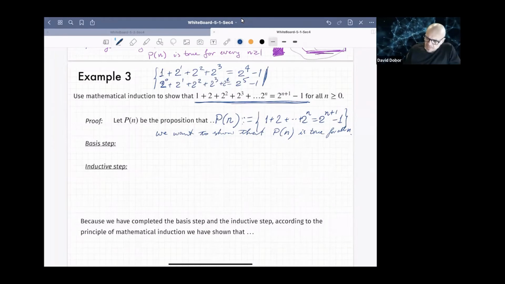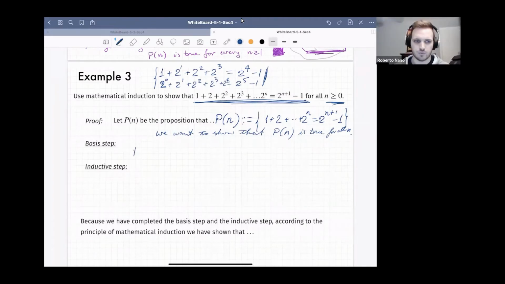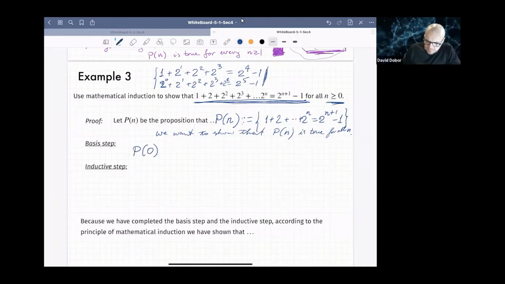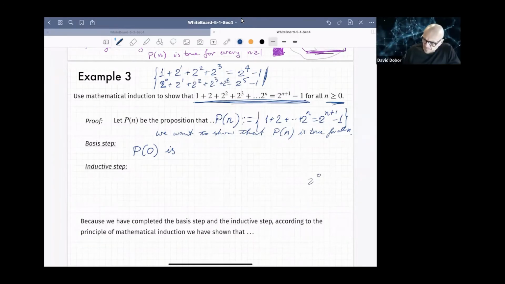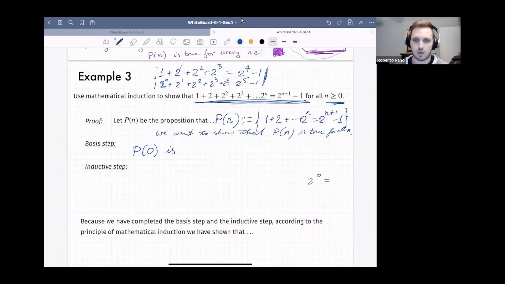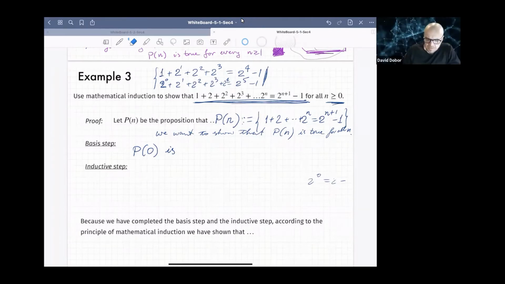So what does this equality mean when n is 0? So it looks like we're starting at n equals 0. What does it mean? So 2 to the 0 power should equal 2 to the first power minus 1. 2 to the 0 plus 1 minus 1. That's exactly right. Which is true. Yes, that's exactly it.